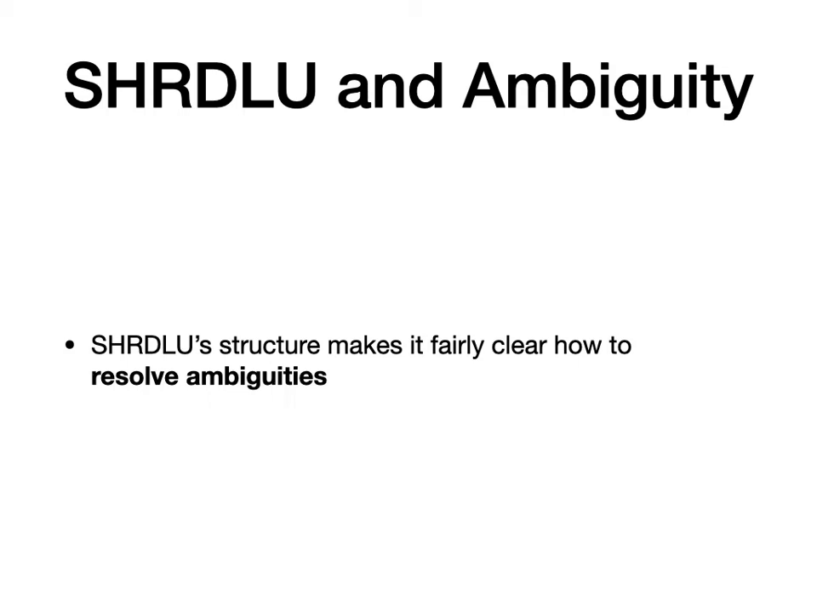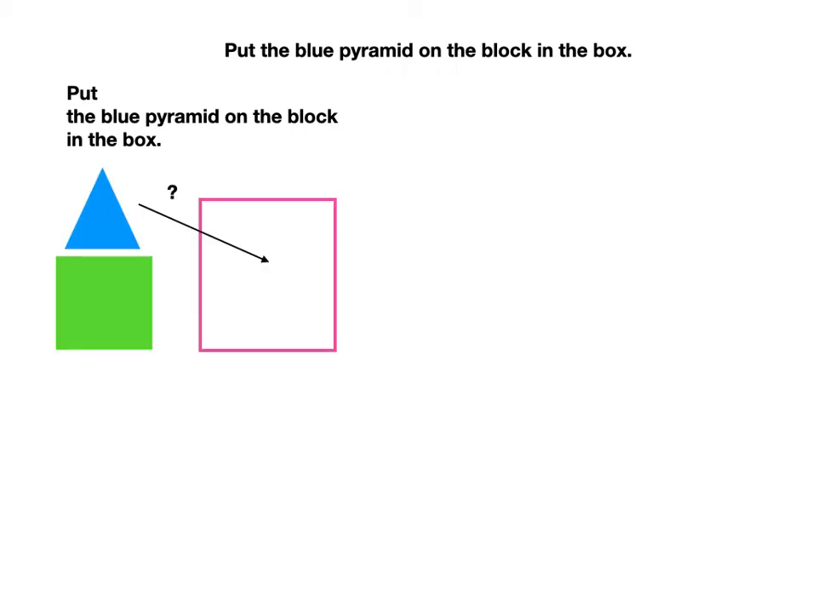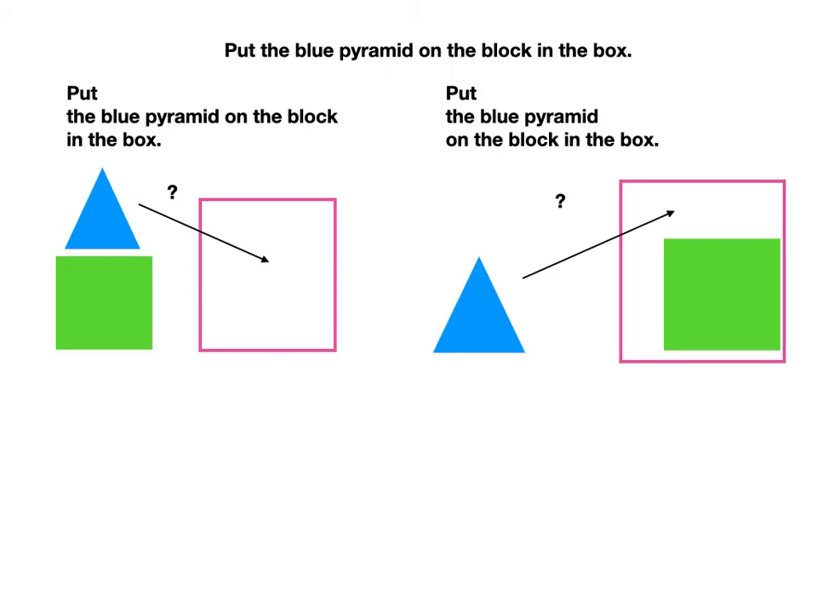So this is cool. And also one final powerful tidbit of SHRDLU is it makes it fairly clear how to resolve ambiguities. Like you did before with the squirrel with the binoculars: put the blue pyramid on the block in the box. There's two ways to parse this. Put the blue pyramid on the block in the box. Okay, that's one option. Put the blue pyramid on the block in the box. Another option. What happens here? Why is this an ambiguous situation? Because it can be either of these.